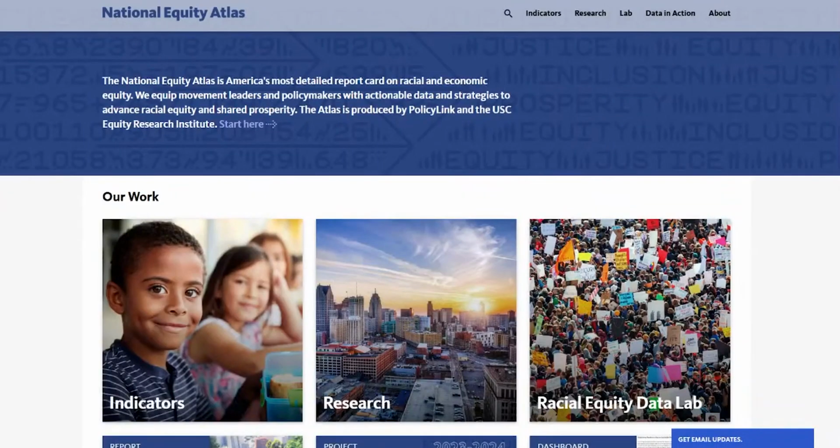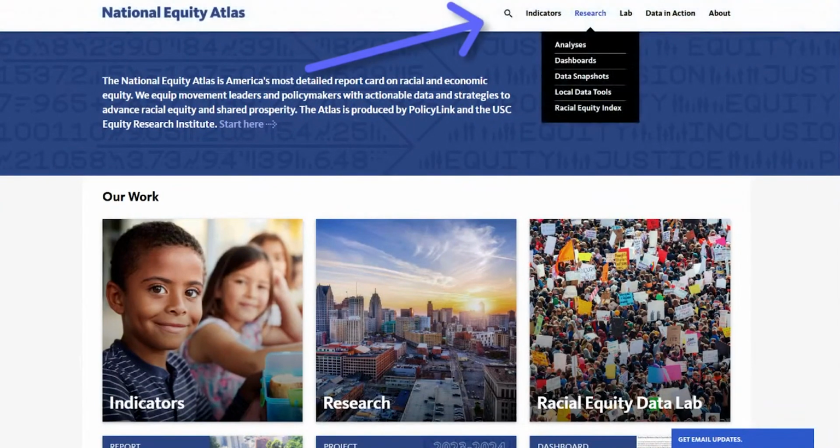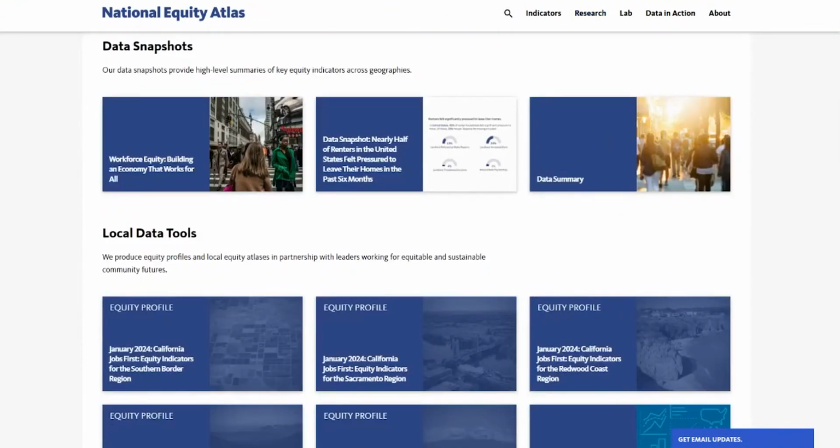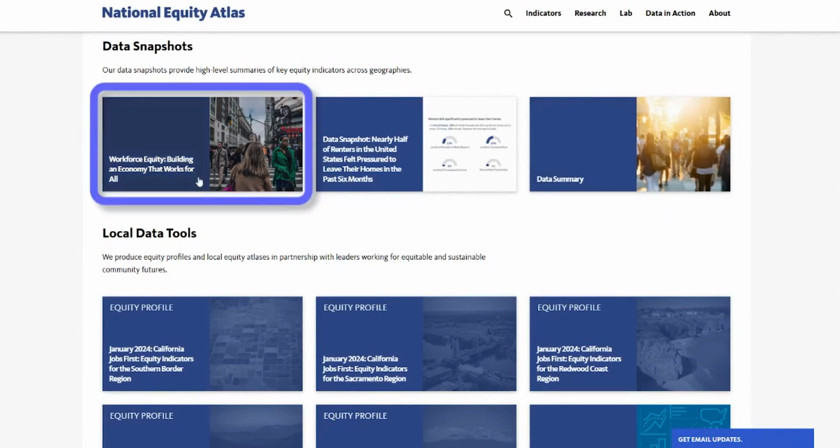So today, I will walk you through this tool and show you some of its key features so you can get started. Starting on the National Equity Atlas homepage, in the top right corner is our main menu. Hovering over the Research tab provides you with the list of our research products, including our data snapshots. Let's click on that. This will take you to where all of our data snapshots live, and here you can access the Workforce Equity Data Snapshot.